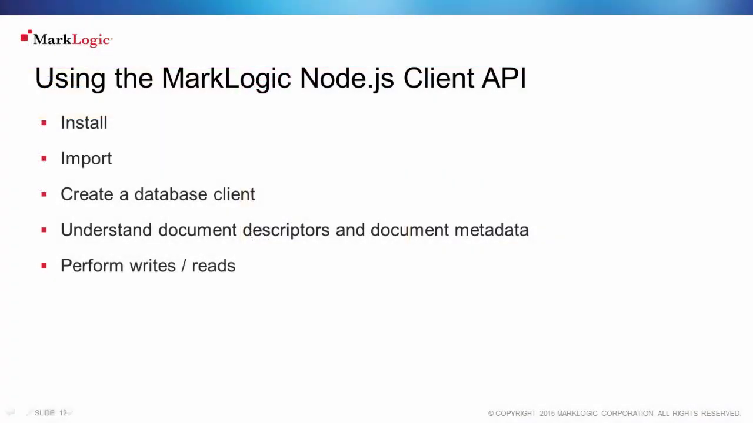In order to use the MarkLogic Node.js client API, we need to perform a few basic steps. First, we're going to need to install the API. Then we're going to need to import it into a project. Then we're going to need to create a database client. And then we need to understand this concept of the document descriptor and document metadata, because we're going to need to build that document descriptor in order to perform a write. And we'll also see that when we perform a read, what gets returned to us is a document descriptor. So we need to be able to understand how to work with that data.